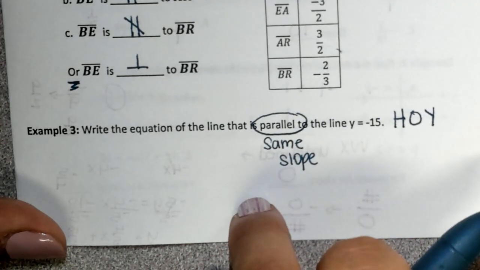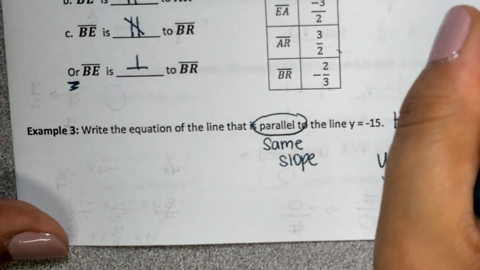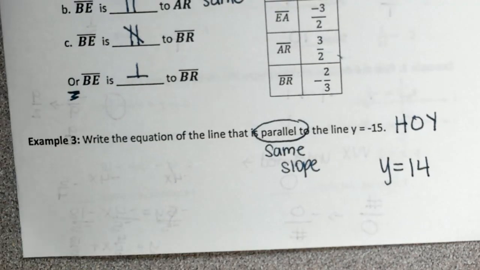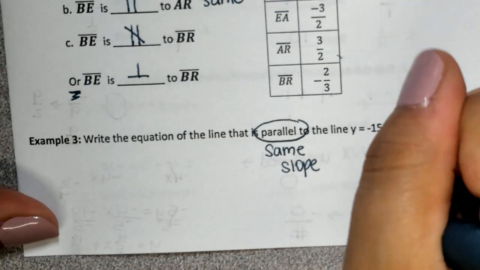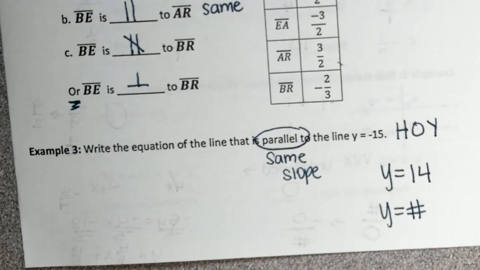Move it to what? Give me a number. 14. Y equals 14. Bam. You got it right. Y equals 24. Bam. You got it right. Y equals 67. Bam. You got it right. Y equals any number would be parallel to this. 2.589? Yes. As long as it's y equals, it's parallel.